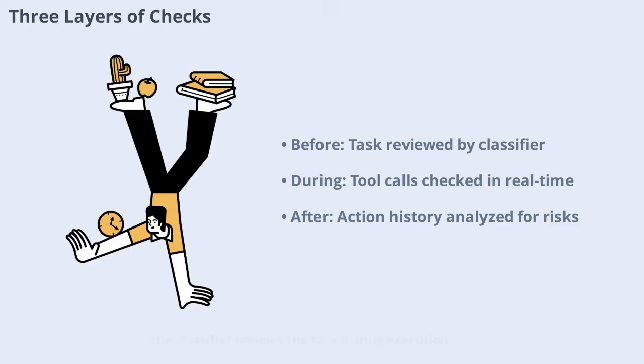Before a subagent starts, the classifier reviews the task. During execution, all tool calls go through the classifier. After completion, the classifier reviews the subagent's action history. This multi-layered approach helps catch issues that might arise at any stage, providing robust protection against both accidental and malicious actions.